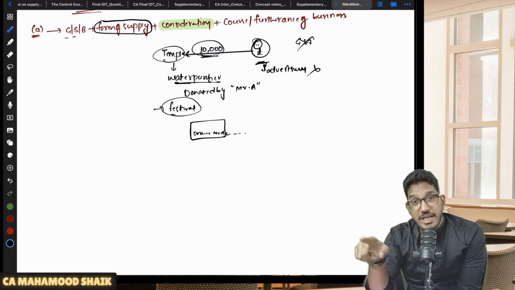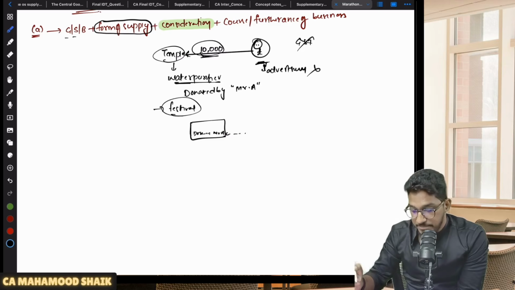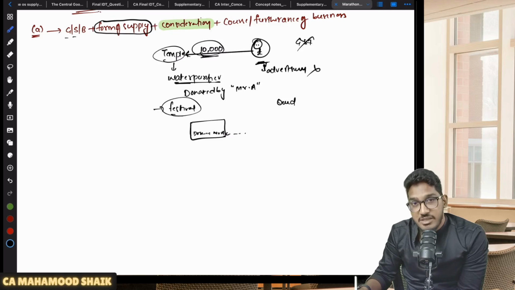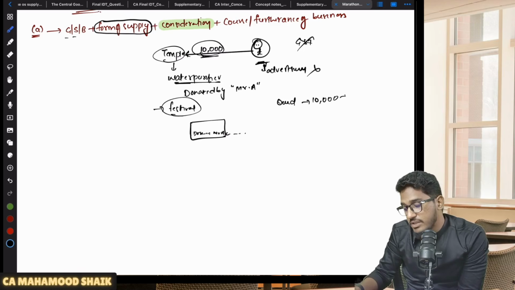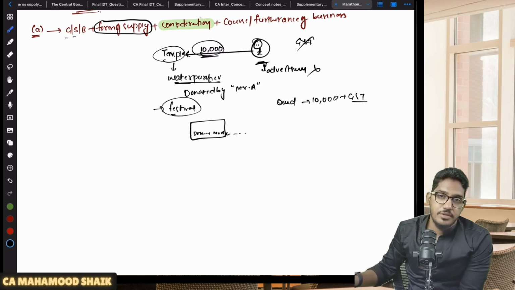Will it lead to advertisement? Yes, it will lead to advertisement. Here he is getting something in return. Here there is a quid pro quo. The temple is getting a donation and this person is getting an advertisement service in return. Then the temple will be required to collect GST along with this 10,000 rupees. They are required to collect it.